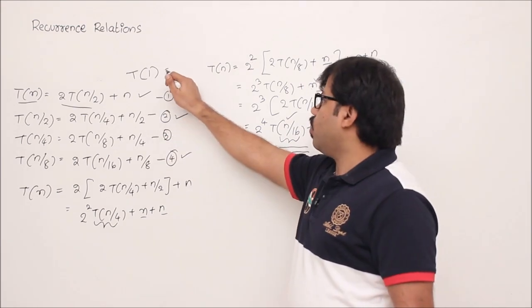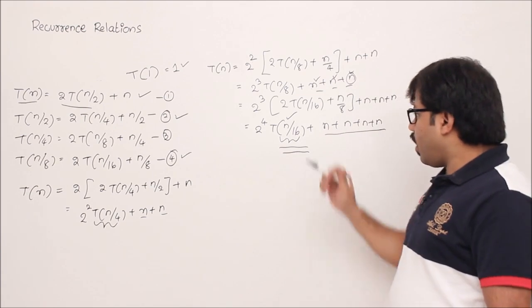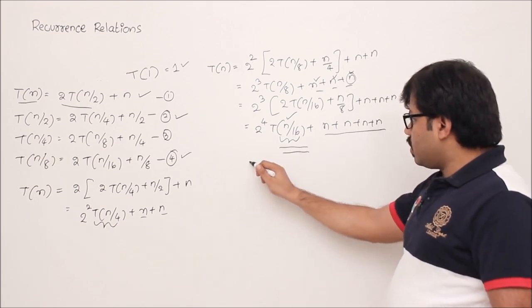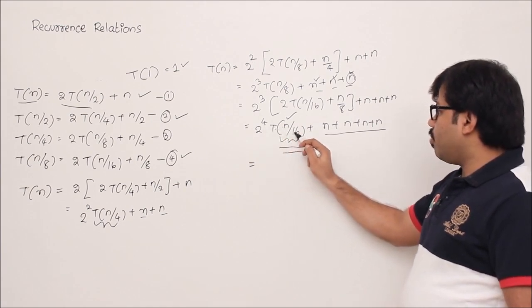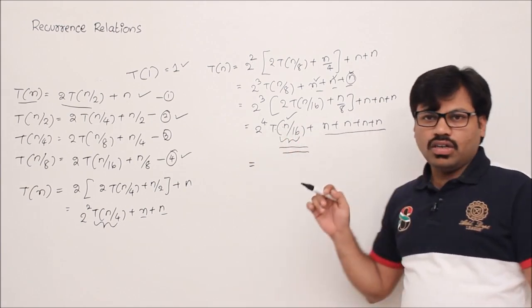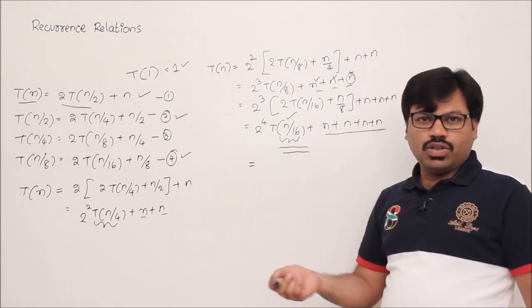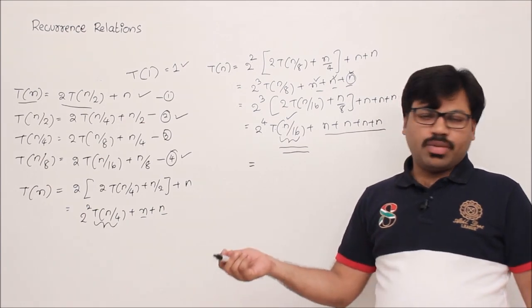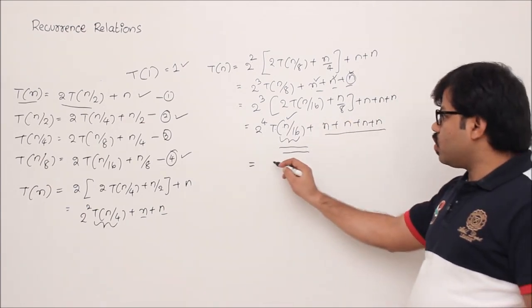Let's say T of 1 equal to 1. That is also given, otherwise we can't solve it. So first I write the general term. If this is 2 power 4 into T of n by 16 plus n plus n plus n and so on, next time I can substitute the T of n by 16 value. What is that? 2 into T of n by 32 plus n by 16. So in that way you can continue and I can come to some general term.